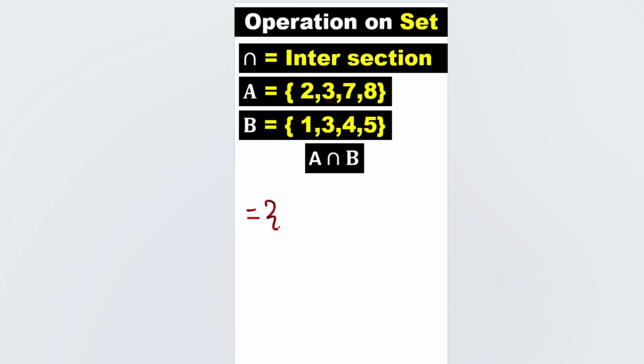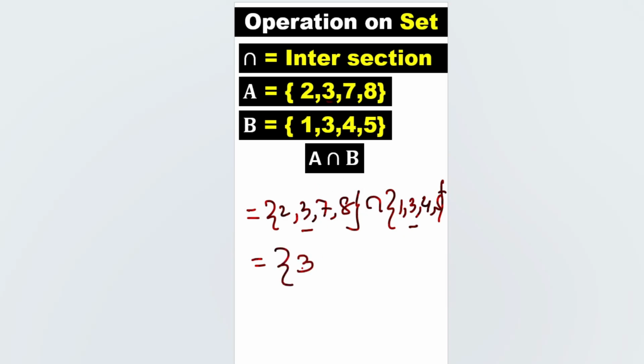A means {2, 3, 7, 8}, and B means {1, 3, 4, 5}. So what is common? Common is only 3. So A intersection B will be the set {3}.